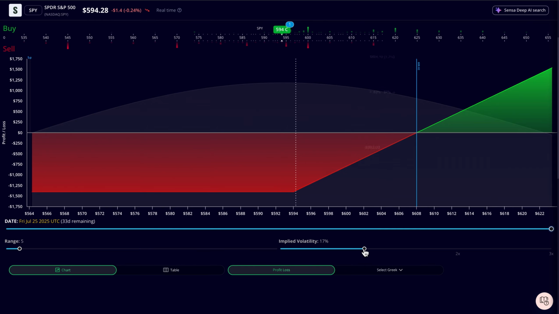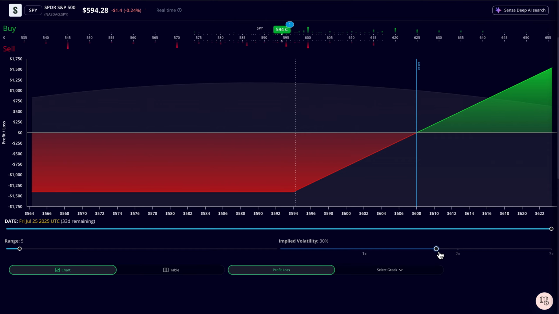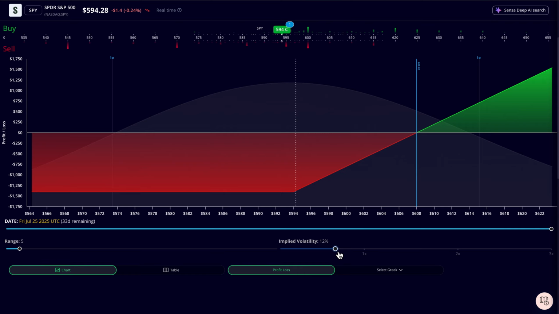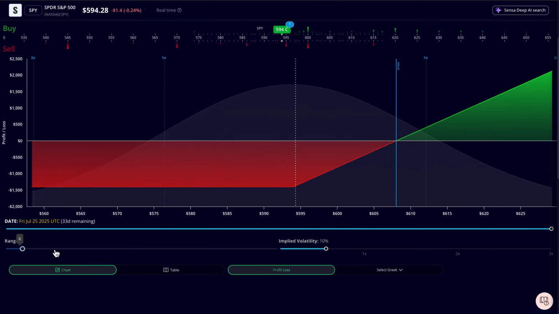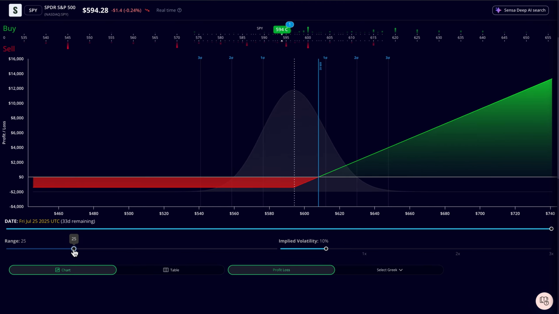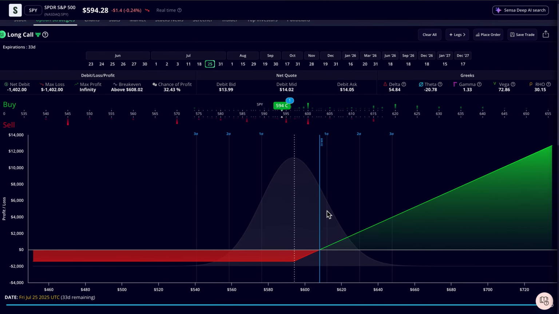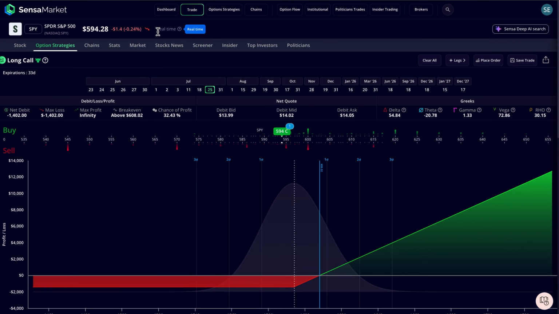You can also model changes in implied volatility. Just adjust the settings to see what happens if volatility increases or decreases. This helps you understand how sensitive your trade is to changes in market conditions. And if you want a broader view, you can expand the price range on the graph. For example, if you want to see what happens if SPY rises to $708, just zoom out to adjust the view. Lastly, it's worth noting that all pricing and modeling updates happen in real time with the paid version. If you're using the free version, there's about a 15-minute delay in pricing data.